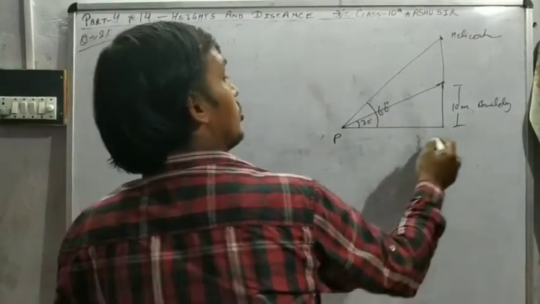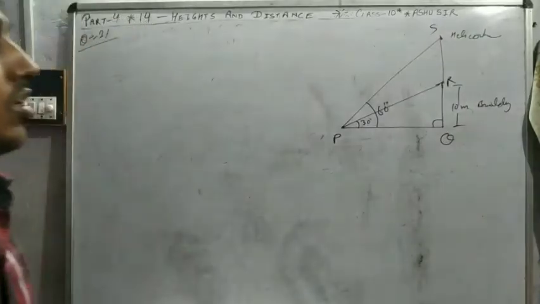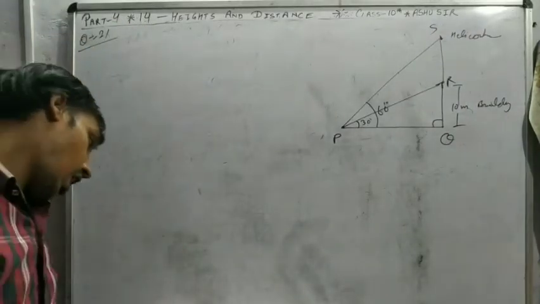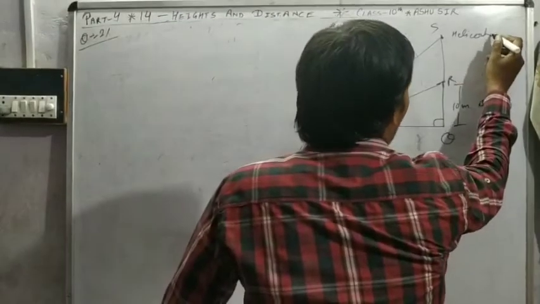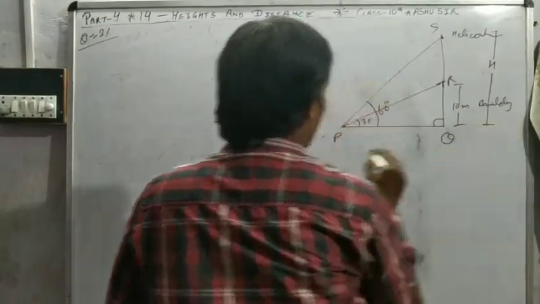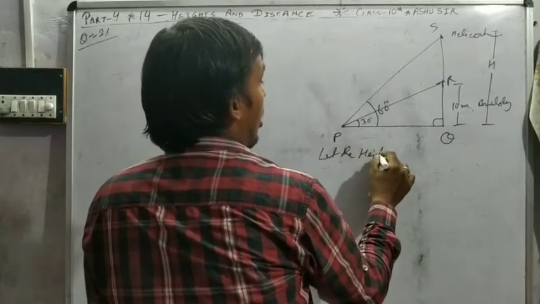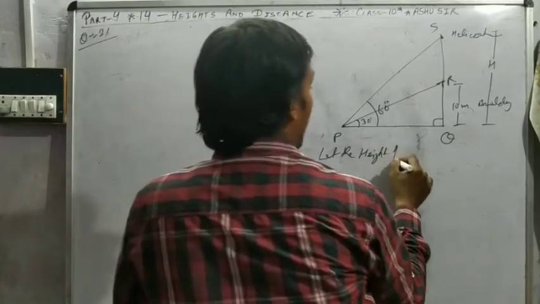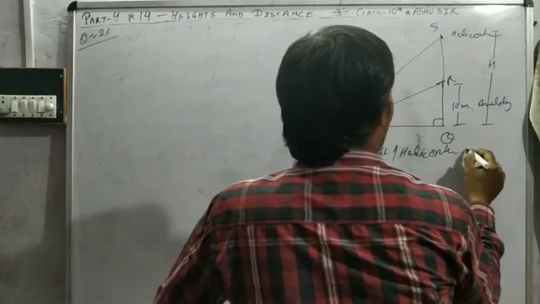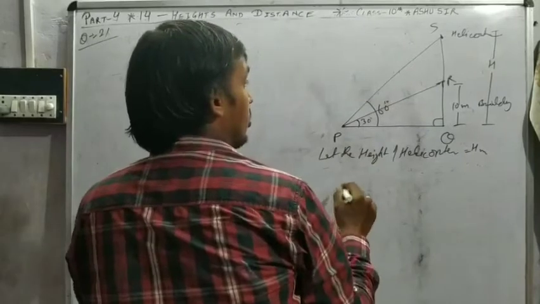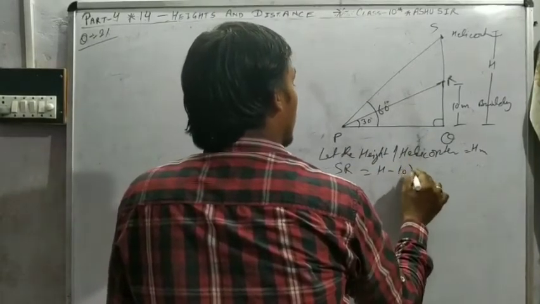60 degree. So P, Q, R, S. Find the height of the helicopter from the ground. So let the height of the helicopter be h meter. So SR is equal to h minus 10.